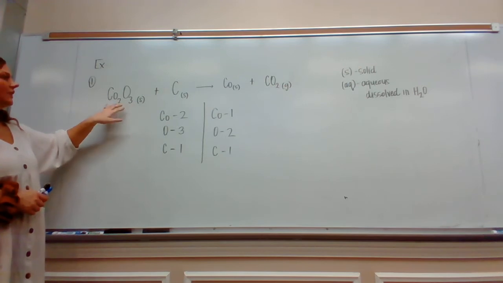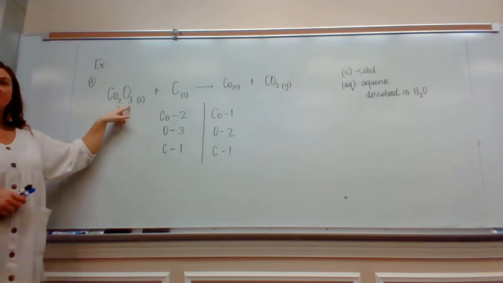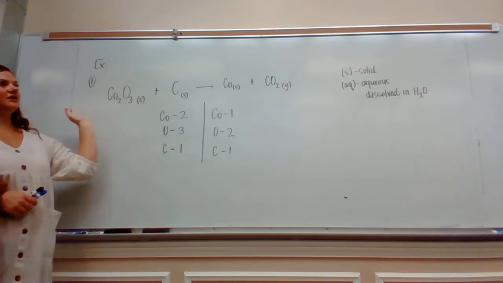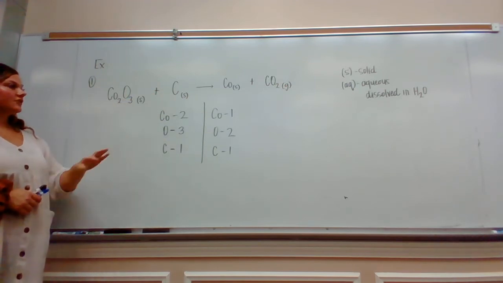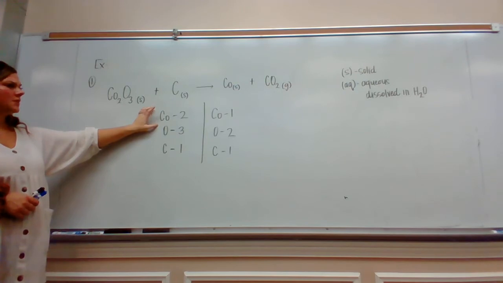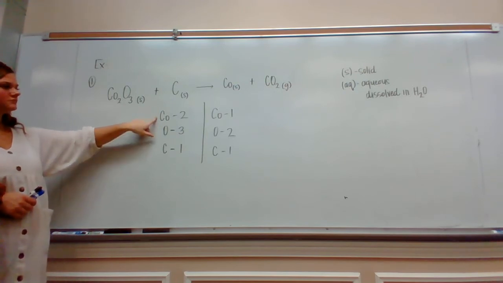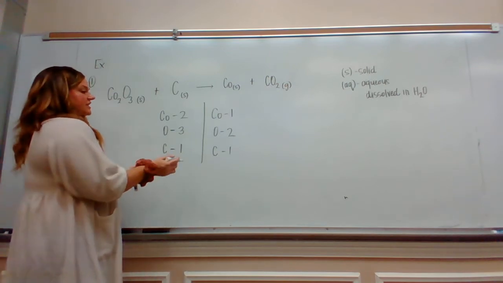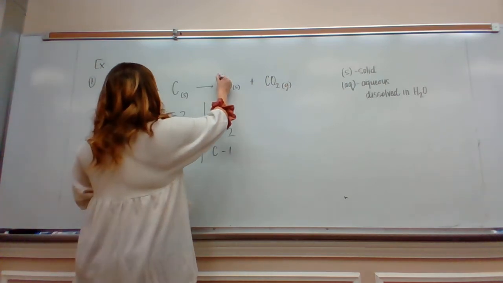So we can't go in and change our subscripts. So instead we have to add a coefficient out in front of each of these. So the first one is pretty easy. I have 2 cobalts here, only 1 there. Well, it looks at first glance that I would just add a 2 right here.